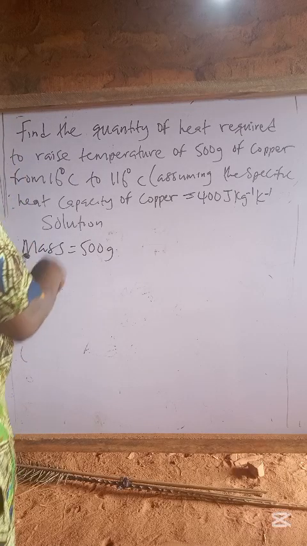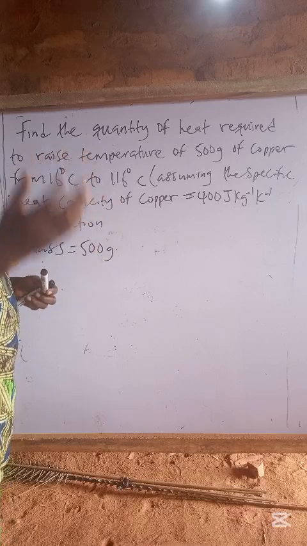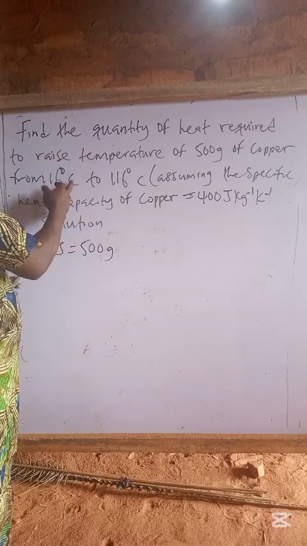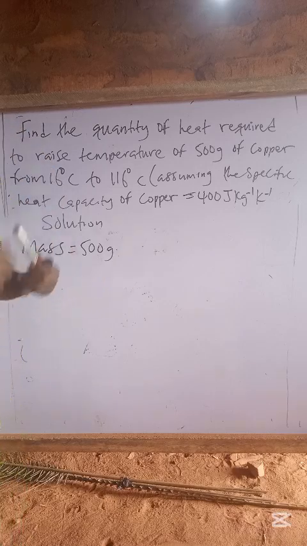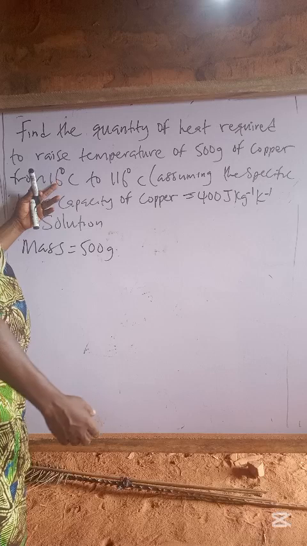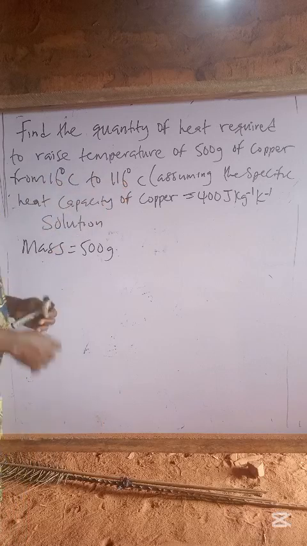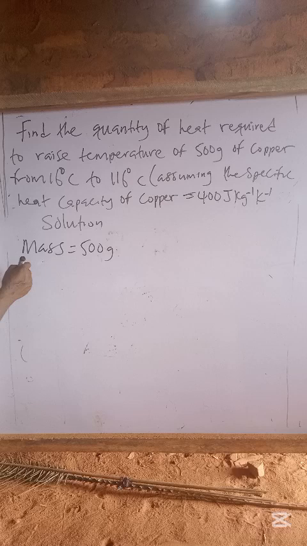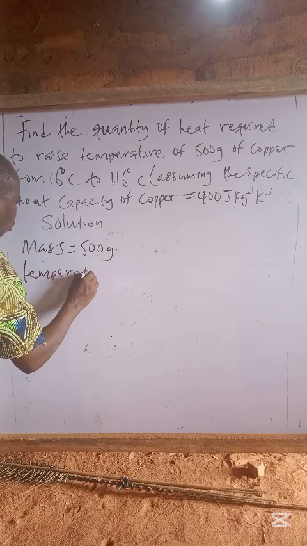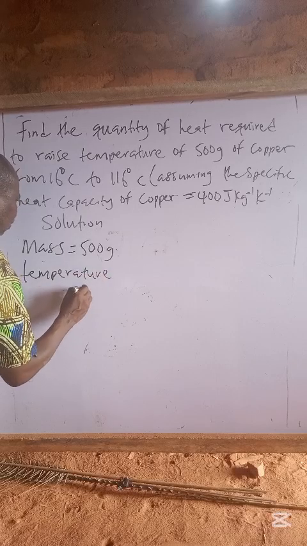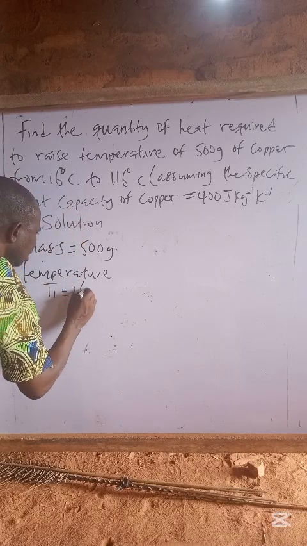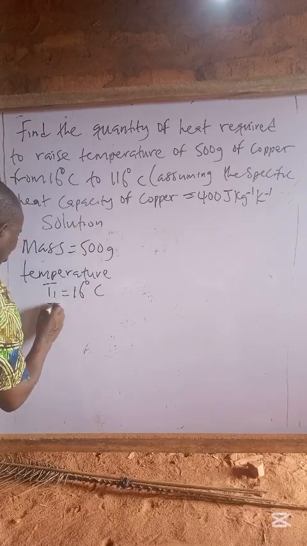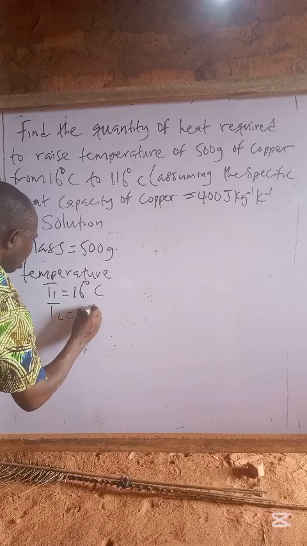Copper from anything degree Celsius, Kelvin, Fahrenheit, they are temperature, which means we have an initial temperature which is 16 degrees Celsius. We have a final temperature which is 116 degrees Celsius. Let's say T1 is 16 degrees Celsius, and T2 is 116 degrees Celsius.